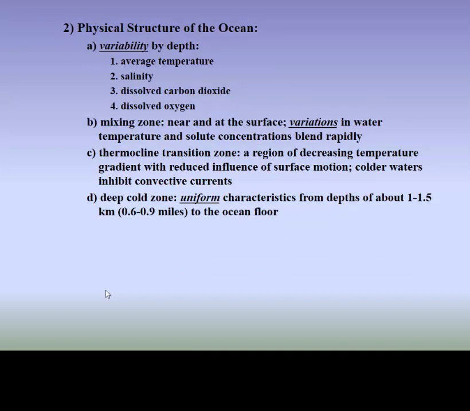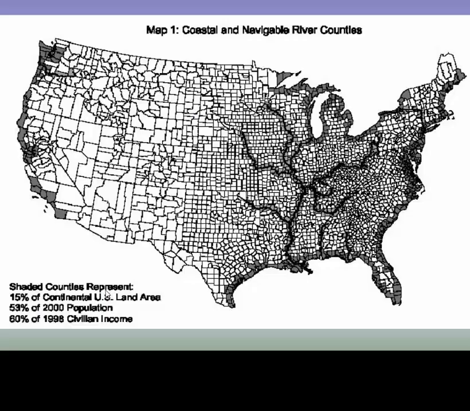So the physical structure of the ocean varies by depth, the average temperature, salinity, dissolved carbon, dissolved oxygen. There's a number of different components of seawater, that's where different things live based on light and whatever. But we can also look at the coastal navigable rivers, so we can see what's navigable. So I've been to Arkansas before. I've seen boats go up the Arkansas River all the way to Oklahoma, so where we can move things large scale. So these are all the counties which are navigable.